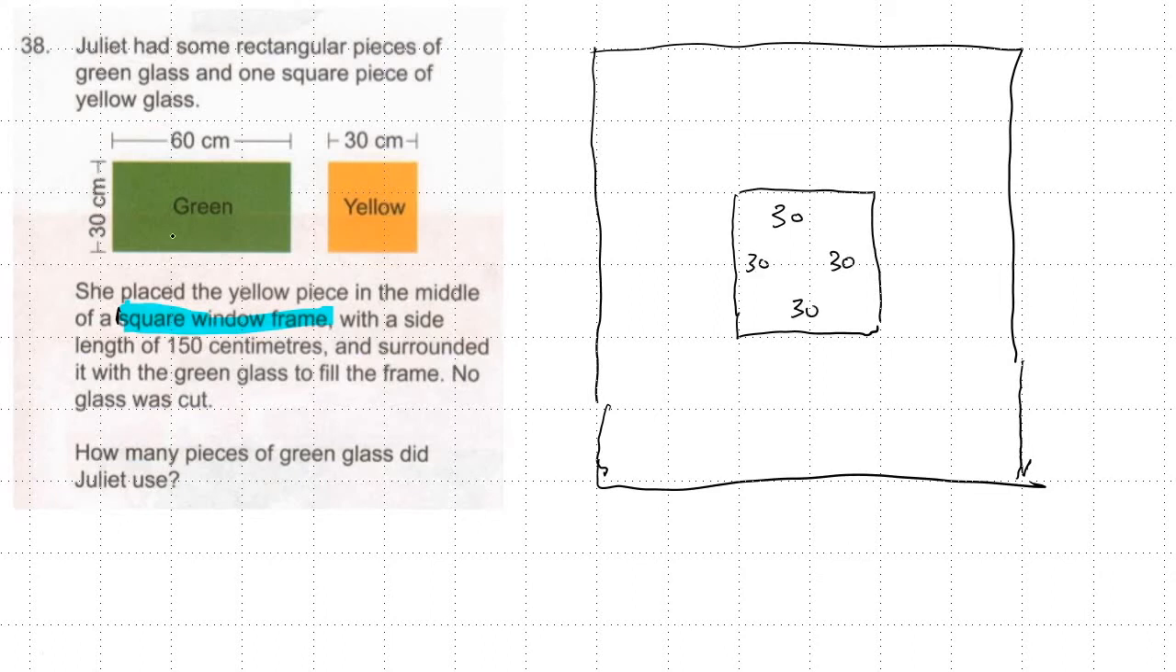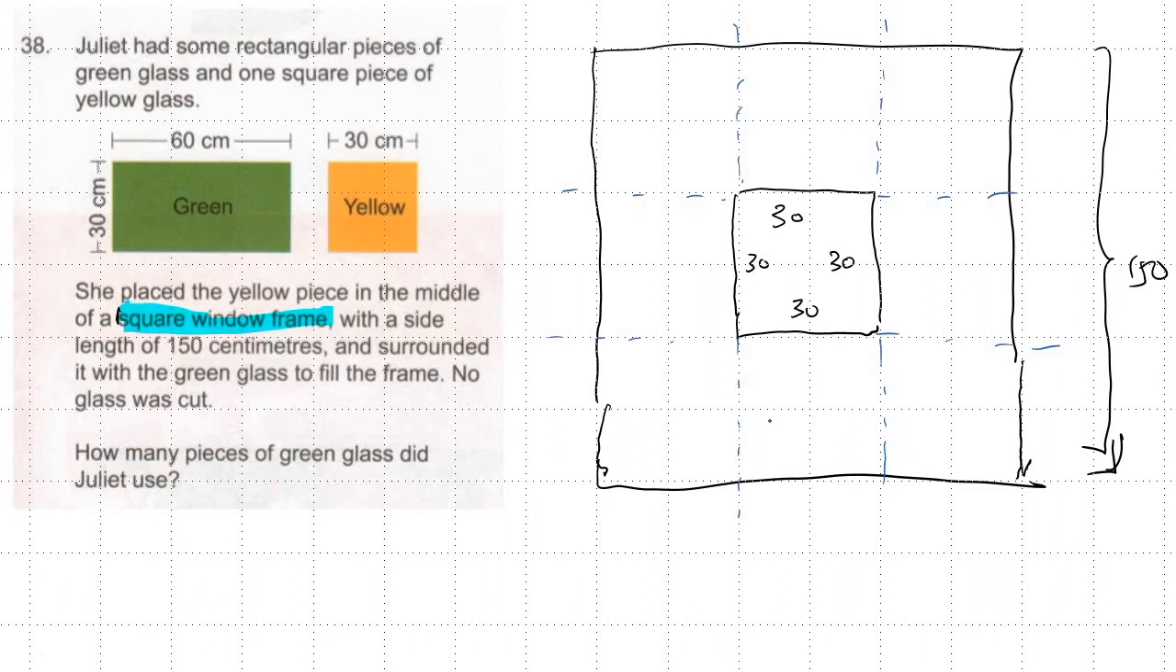So it says that it's a square window frame. This is a window frame. Since it's a square, all sides are equal, with a side length of 150. Which means this whole thing here is 150. Okay? If it's 150 and this is put in the middle, let me draw this. I can do some extension. Then I can easily find out how many pieces I need. Remember, they don't cut the grass.